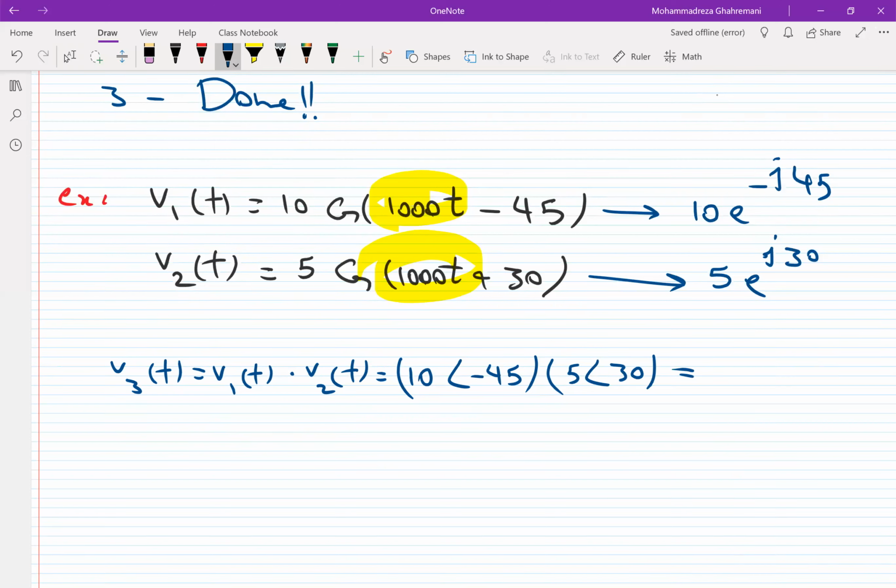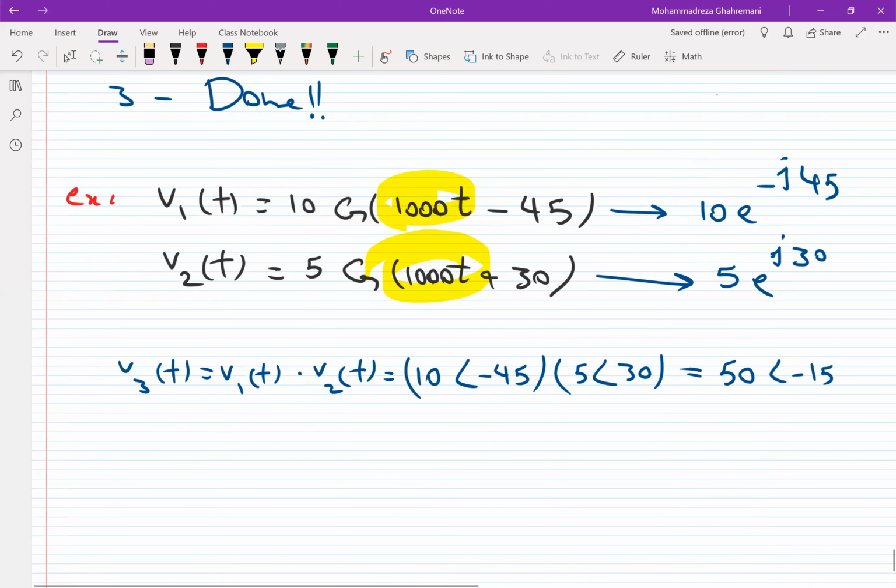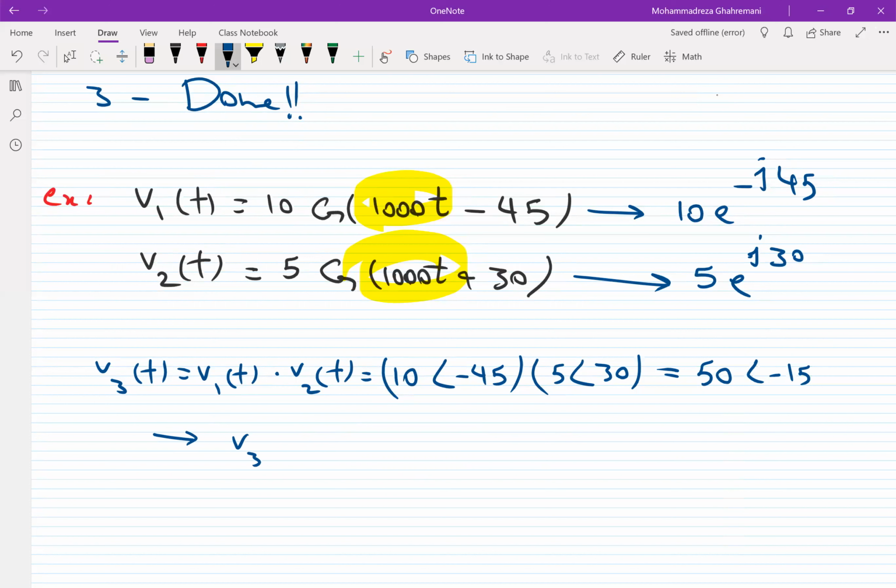If you remember, I said we multiply the amplitudes. 10 times 5 is 50. And we add the phase angles. So negative 45 and 30 is negative 15. And as a result, V3 of t will be equal to 50 cosine of 1000 t minus 15. So this one is the product of these two signals.